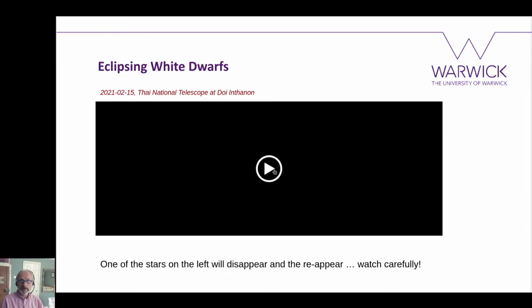So I'm going to start off with another movie, and we're going to see some observations taken from the TNT, the Thai National Telescope at Doi Inthanon, in 2021. So again, I'm going to be showing images of the sky on the left-hand side and the actual brightness extracted from the images on the right-hand side. So look carefully on the left-hand images because you'll see one of the stars disappear. So watch carefully.